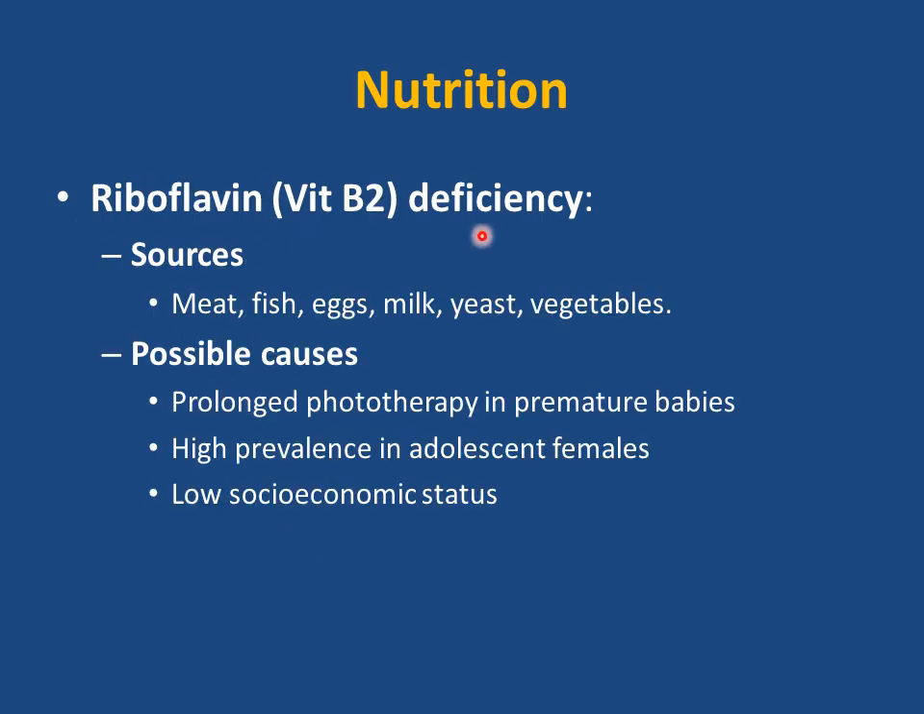Riboflavin or vitamin B2 deficiency. Main sources of vitamin B2 or riboflavin are meat, fish, eggs, milk, yeast, and vegetables. Possible causes: prolonged phototherapy in premature babies. Phototherapy causes degradation and destruction of riboflavin and causes riboflavin deficiency. High prevalence in adolescent females and families with poor income.